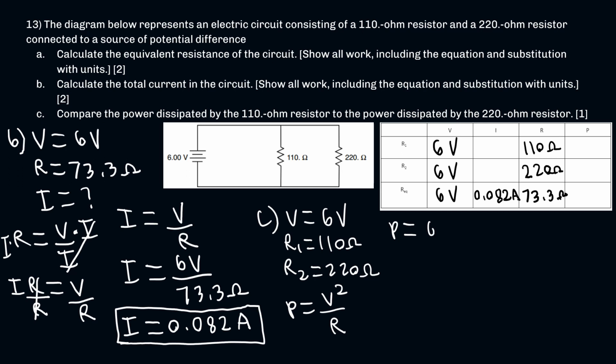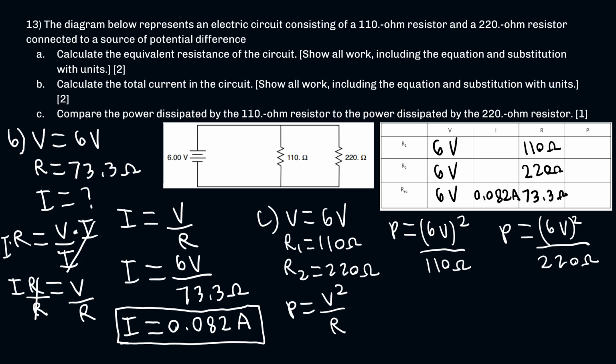So I have here 6 volts raised to the second power over 110 ohms. The other one I'm going to do here is 6 volts raised to the second power over 220 ohms. All right, so just plug it into your calculator. I'm not going to show all the work for this because it's just going to be 6 squared over 110 and 6 squared over 220. So 6 raised to the second is 36 divided by 110.